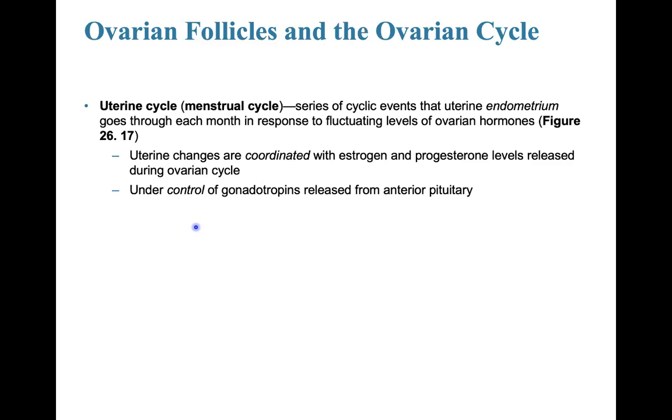The uterine cycle, or the menstrual cycle, is a series of cyclical events that the uterine endometrium goes through each month in response to the fluctuating levels of the ovarian hormones. The uterine changes are coordinated with estrogen and progesterone levels released during the ovarian cycle, under control of the gonadotropins released from the anterior pituitary.